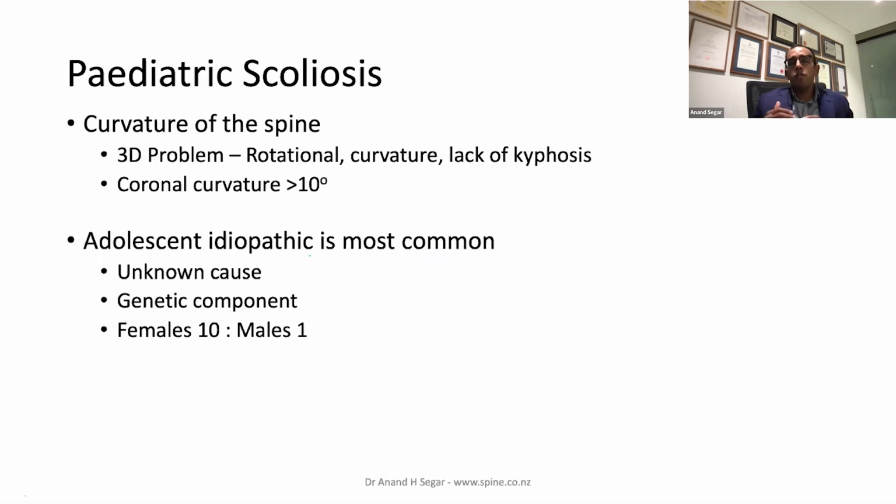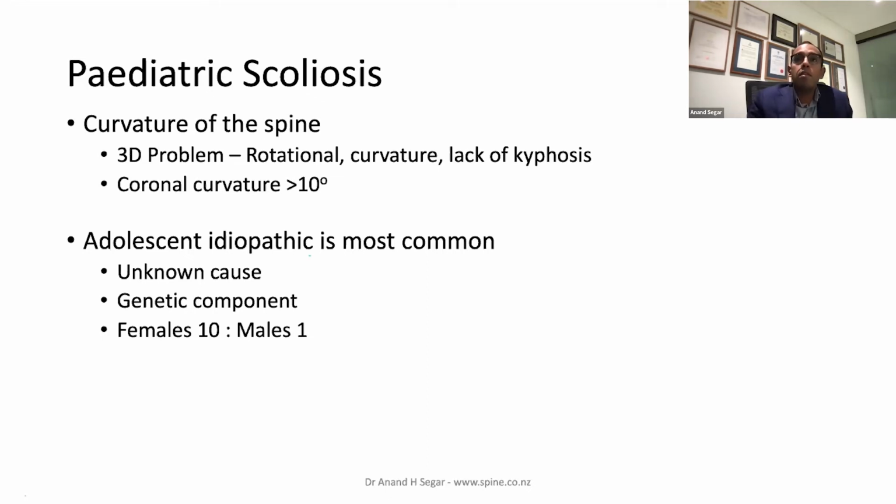What we're often focused on is the coronal or the front-on curvature, but they also get a rotational problem, and they have a problem with a lack of kyphosis. So they don't have the normal thoracic hump that everyone else does. And the definition is a coronal curvature greater than 10 degrees. Adolescent idiopathic is the most common cause of scoliosis and the most common scoliosis that I treat. There's a large genetic component, but we haven't been able to identify a gene, and it affects girls a lot more than boys.